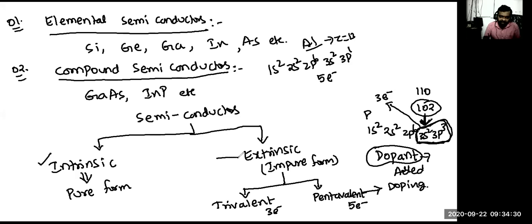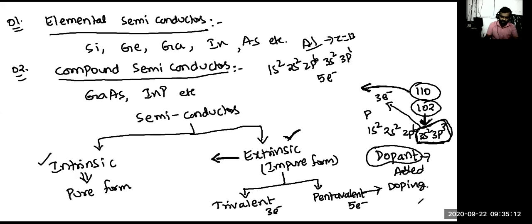So here we have techniques or processes to bring a substance or any chemical, out of these 110 elements, into a semiconductor. That type of semiconductor can be called an extrinsic semiconductor.